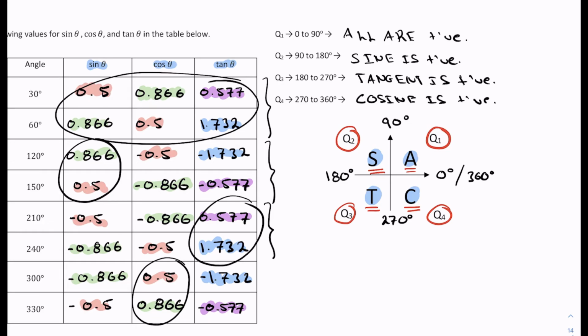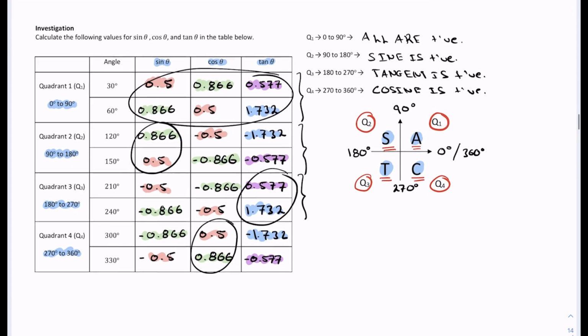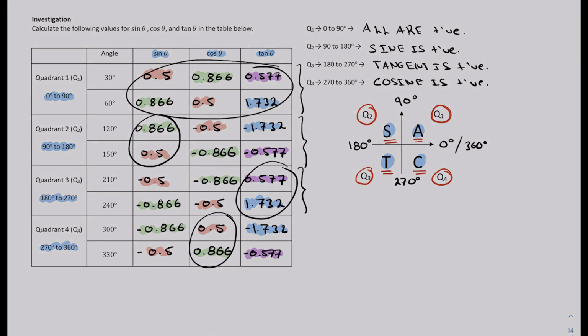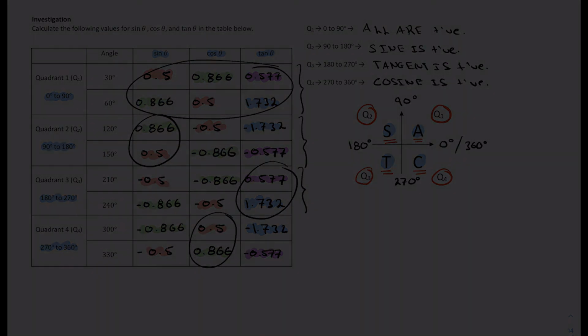And we only used two values within each quadrant, but you'll find that this observation works for any value within the quadrant. Whether it's 30 or 31 or 45, 50. Or in Q4, you could choose 305, 335, anything between 270 and 360. You're going to find that cosine is always positive, sine and tangent will be negative. And that, in a nutshell, is what the CAST rule is telling us.